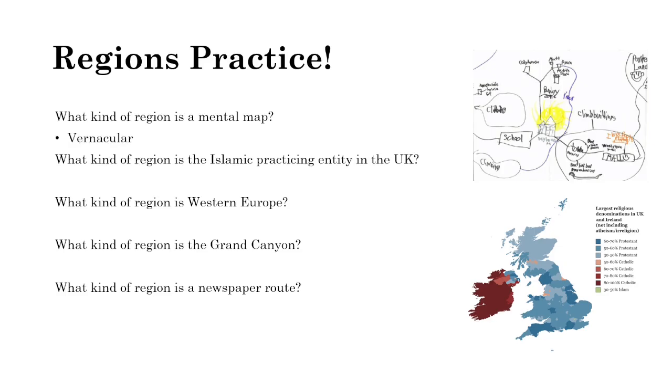What kind of region is the Islamic practicing entity in the UK? What type of region is that? Where are people practicing Islam in the UK? I have a map here, right here. It's kind of green. So what kind of region is that? That's a formal region because that's not up to debate. We know where Islamic people are practicing in the United Kingdom. Western Europe is vernacular. It can vary from person to person. The Grand Canyon, that's a physical feature. That's going to be a formal region. What about the newspaper routes of a particular area? That's going to be a functional region as well.